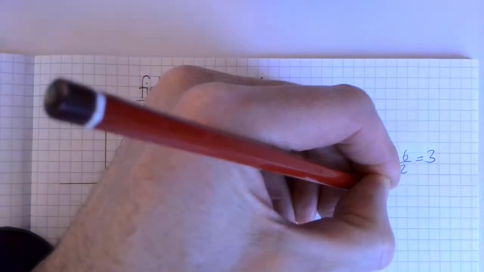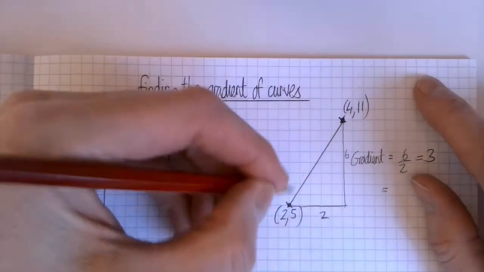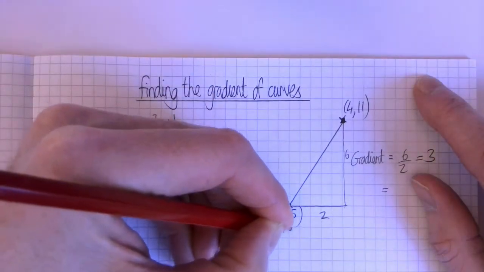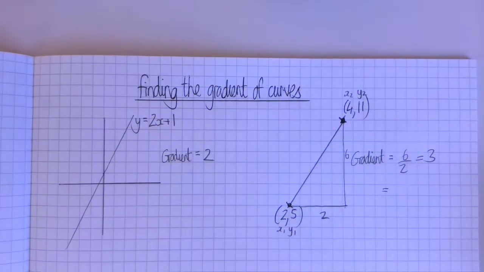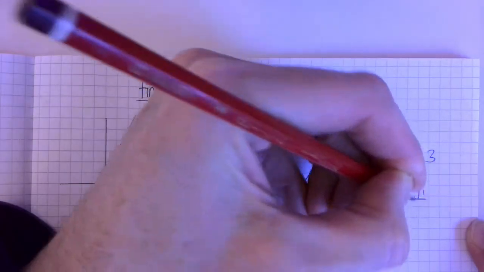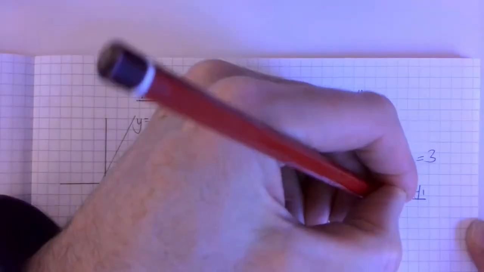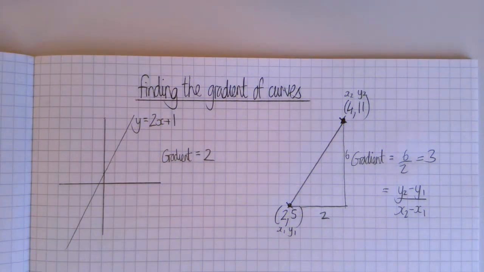And, you know, I talked when we did this before about the slightly more formal way of approaching that by saying, okay, the gradient is the difference in the y value. So if we call this x1, y1 and this x2, y2, then we've got y2 minus y1 over x2 minus x1. And same answer as this, but that's a slightly more formal way of saying it. So gradient of straight lines, no problem at all.